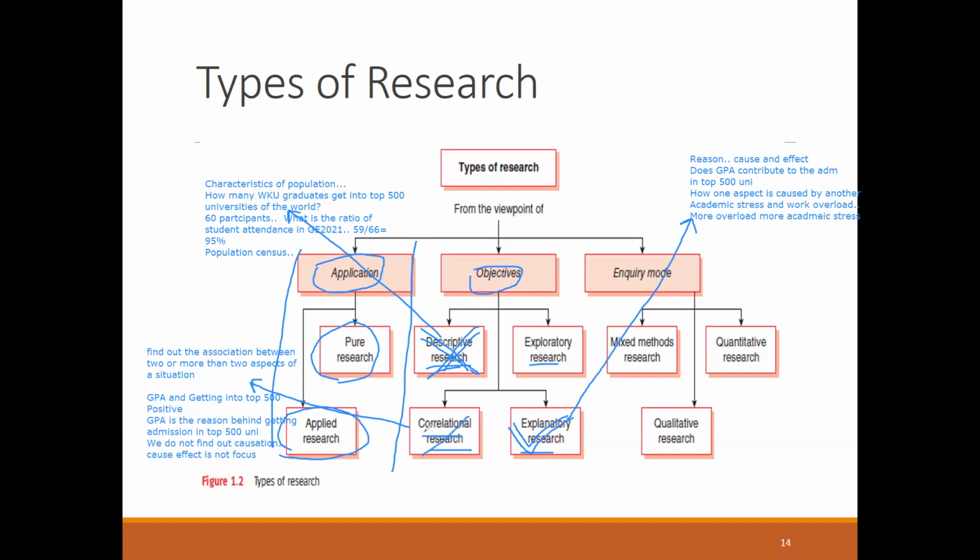So I will not recommend correlational research to you. I will recommend explanatory research, because explanatory research is more superior. It tries to find out the reasons. It tries to find out how much GPA is contributing to your admission in top 500 universities. This question will be answered by explanatory research, and this is a very valid question to answer.